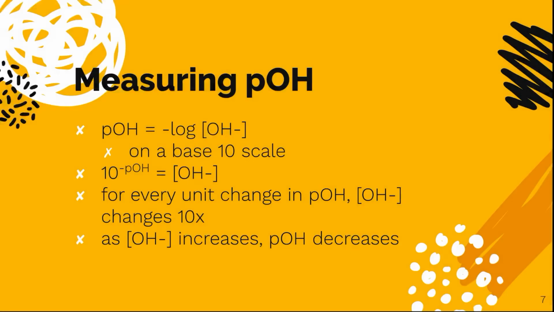Measuring pOH is very similar to measuring pH. The pOH is equal to the negative log of the concentration of OH- ions in solution, and it's on a base 10 scale. The reverse of this is that the anti-log, 10 to the power of negative pOH, equals the concentration of OH- ions in solution. For every unit change in pOH, the concentration will change by 10x because you're on a base 10 scale. So as the concentration of OH- increases, your pOH will decrease.